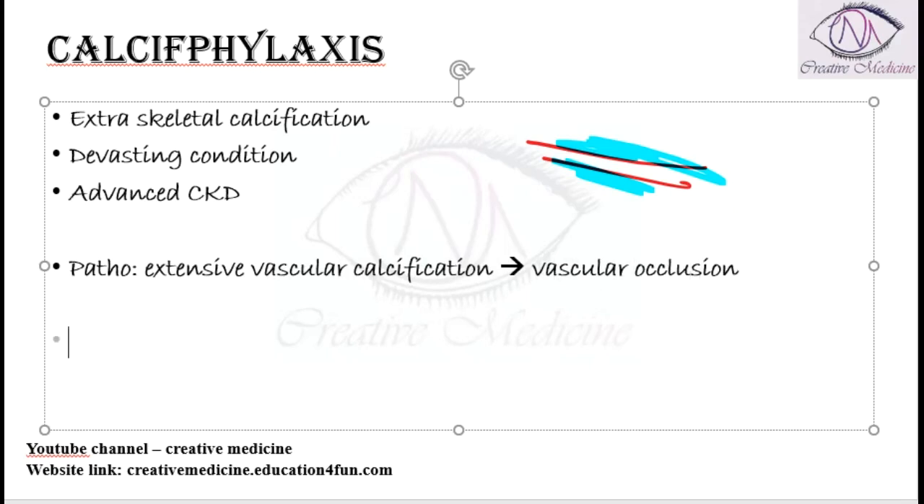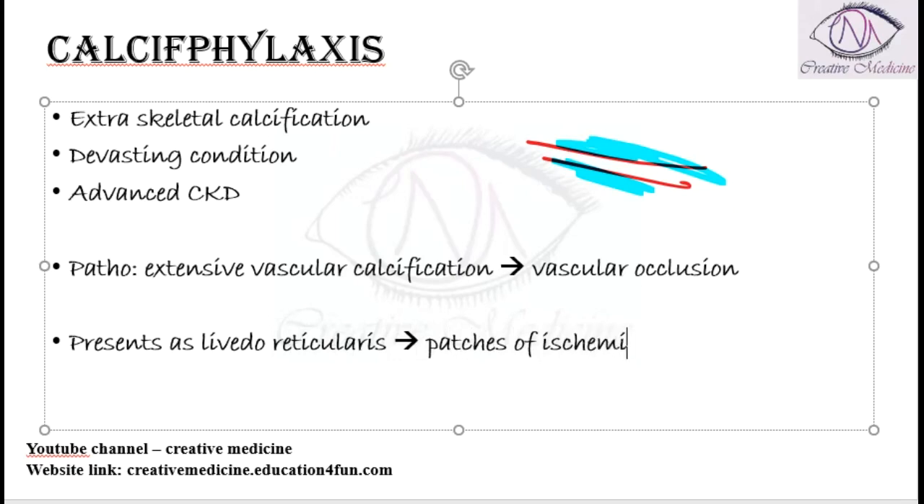Second, calciphylaxis presents as livedo reticularis. Livedo reticularis will occur first, and later it will progress with patches of ischemic necrosis. This is mainly seen in the legs or thighs, or it can be seen in the abdomen or the breasts of the patient.